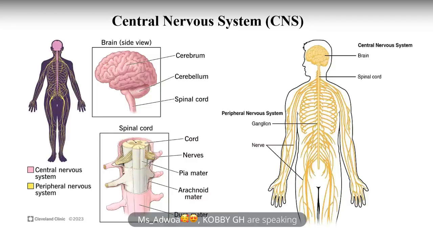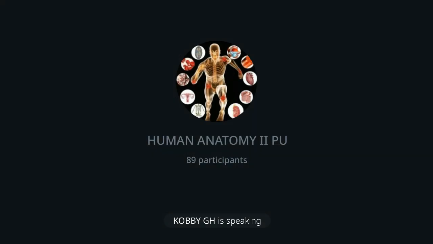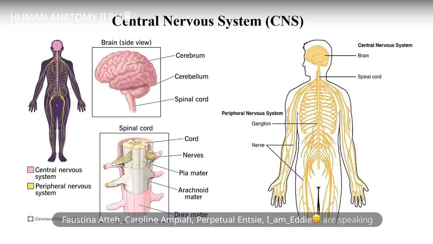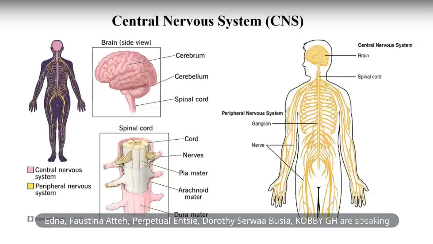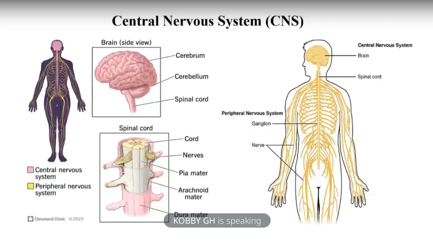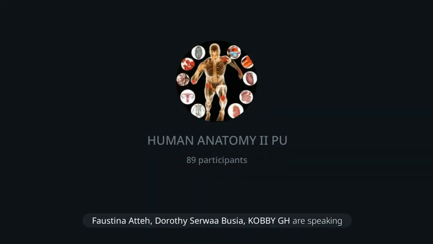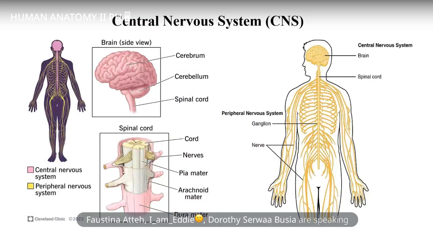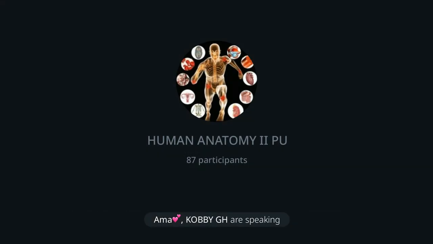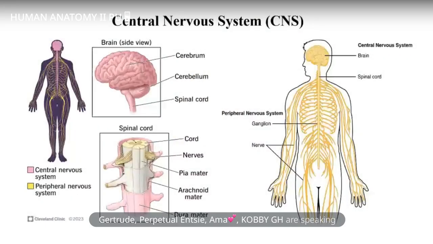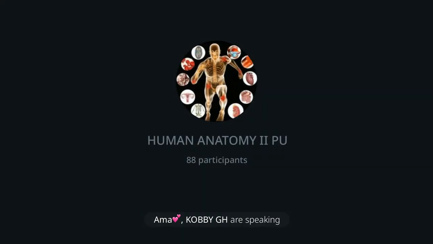One is directly in contact with the skull. Dura mater. Okay, which one is directly in contact with the brain and the spinal cord? The pia mater. When we say pia, what does it mean? Soft. When we say dura, what does it mean? Something strong. So in Greek, when we say dura, it means something strong.